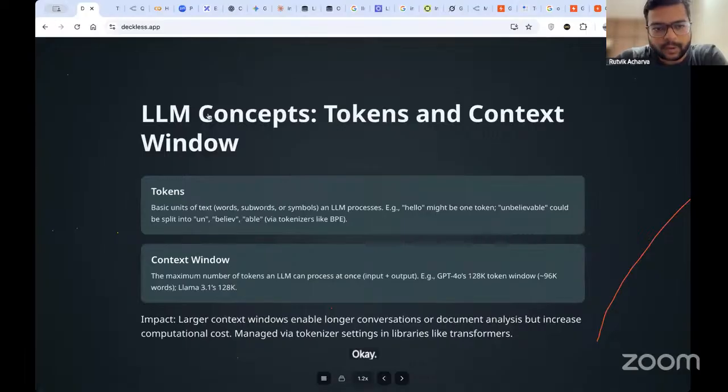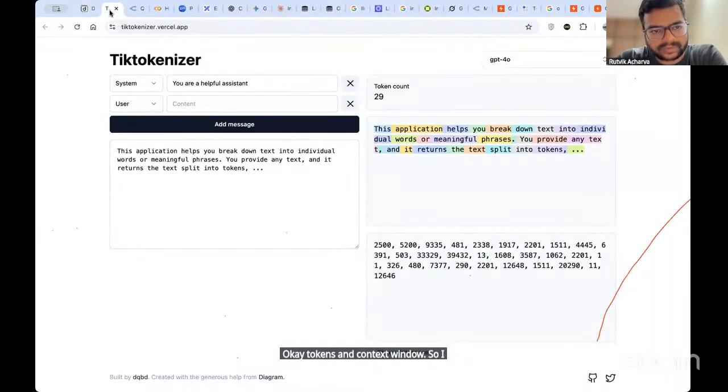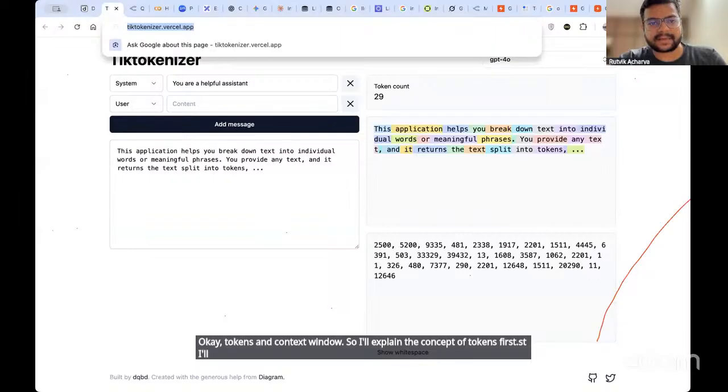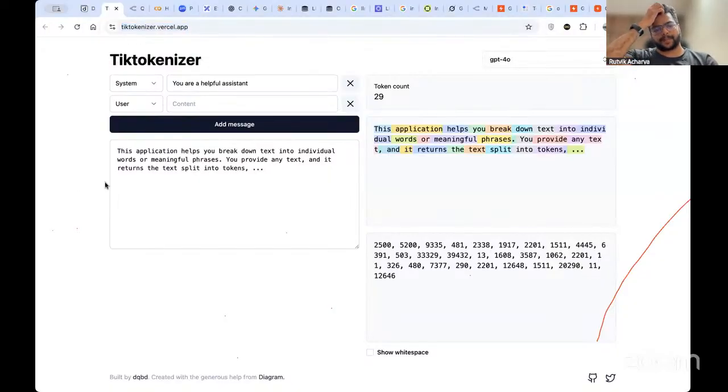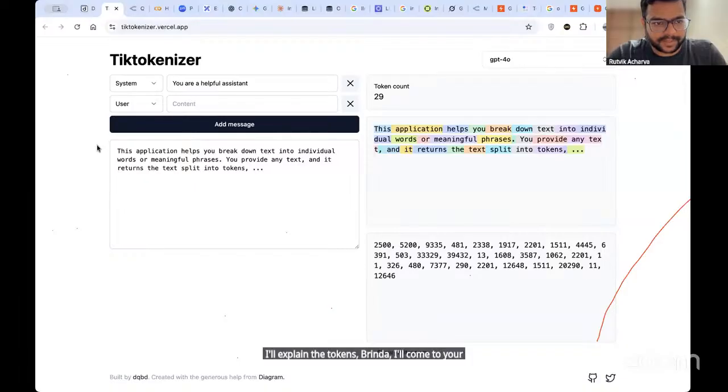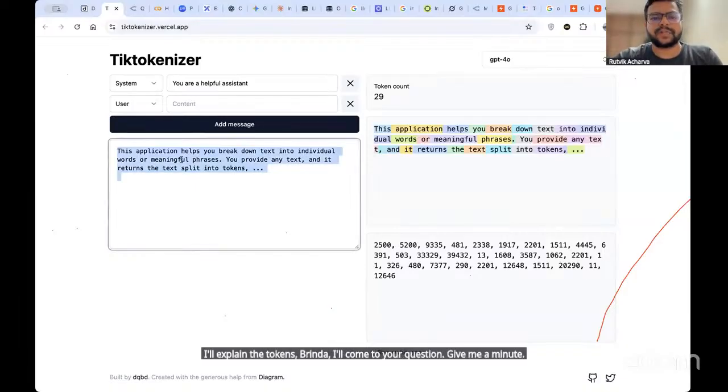Okay. Tokens and context window. So I'll explain the concept of tokens first. I'll put this link. I encourage all of you to open this link, please. I'll explain the tokens. Brinda, I'll come to your question. Give me a minute. So I've put in some text over here. You should also put in some random text.